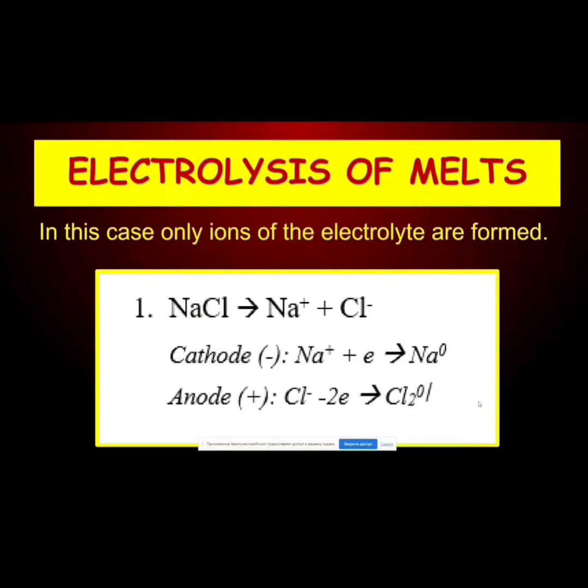If we melt it and give some electricity, it dissociates into two ions, cation sodium and anion chloride. See? Two of them are here. They dissociate and move in the direction of anode and cathode. All the ions of the electrolyte are taken into account in this case.